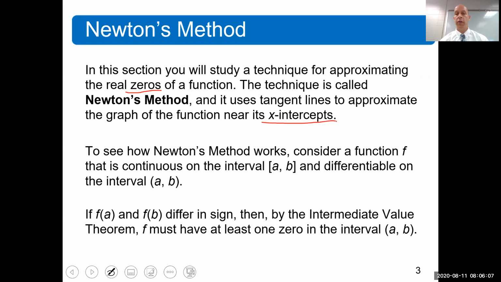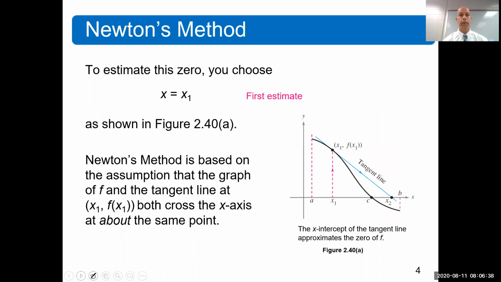To see how Newton's method works, consider an arbitrary function f that's continuous on some interval [a, b] and differentiable on the open interval (a, b). If f of a and f of b differ in sign, then by the intermediate value theorem, we know that it has to have at least one zero. In other words, if f of a is, let's say, 2, and f of b is, let's say, -1, there's a change in sign, so there has to be every value between those two, so there has to be a 0.